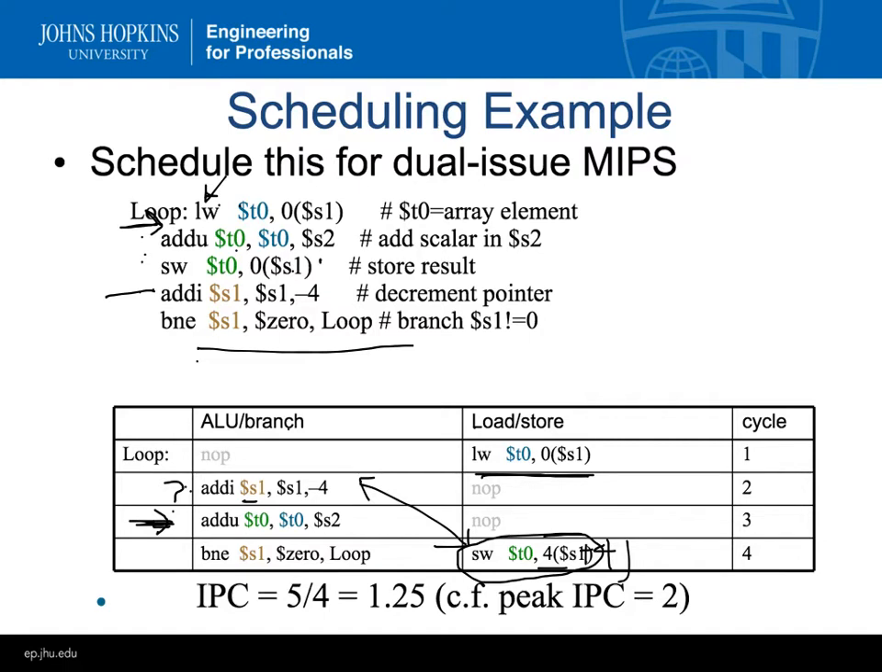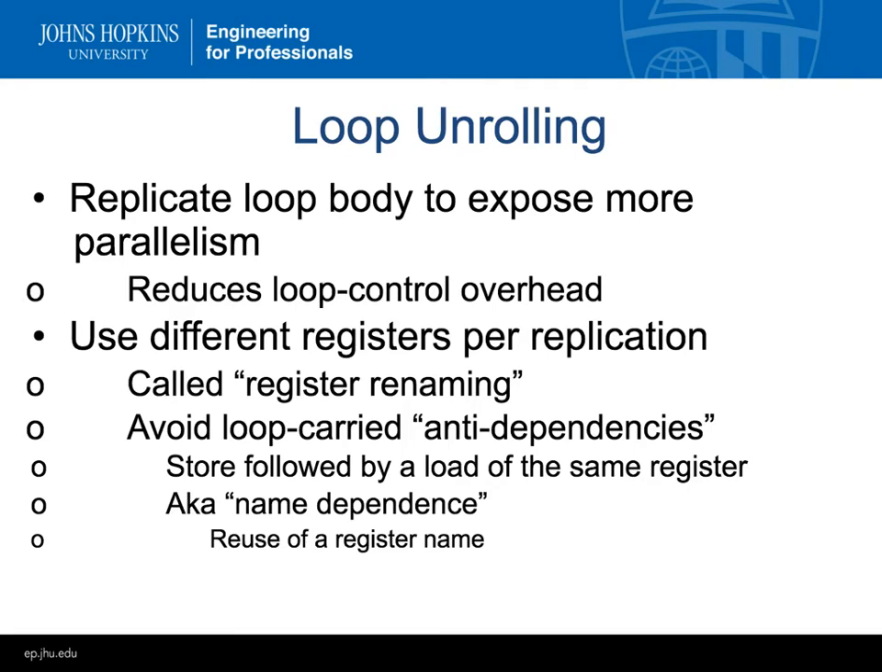And then I can schedule, since I can do a branch and a load, I finally have one where I can schedule 2 at a time. So I didn't really help things that much here. I've gone from 5 to 4. In this case, loop unrolling can help you do more parallel processing.